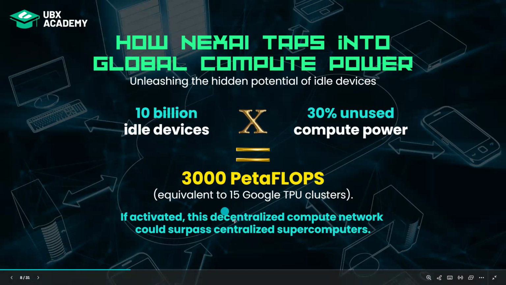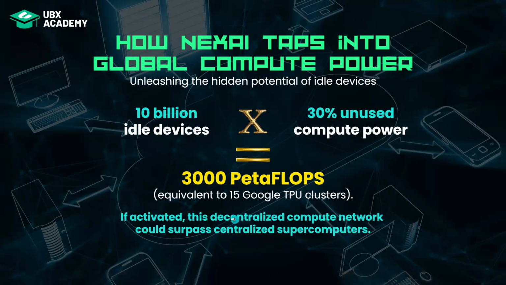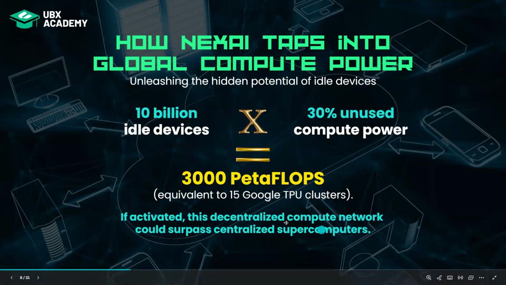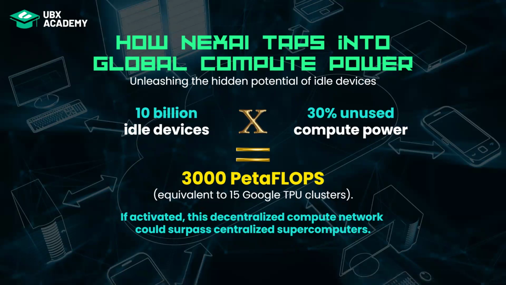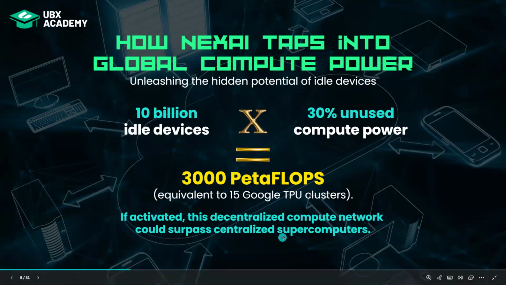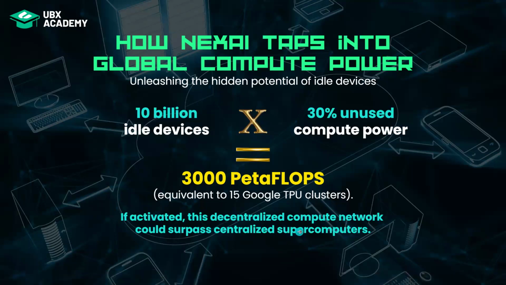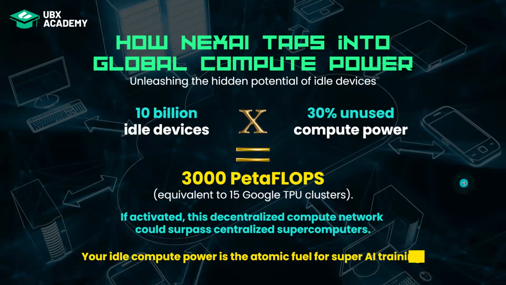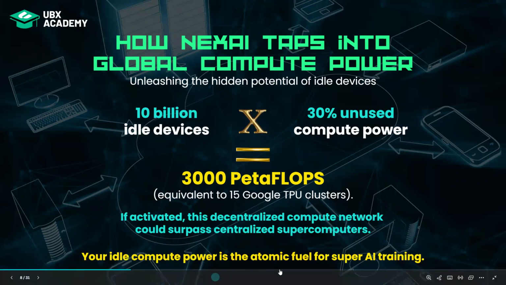These two words you have to remember. Decentralized is what we are having now, which is not controlled by the tech companies, and all the contributors are the users and the community. Centralized supercomputers are in companies like Google, Amazon, or Tesla. All these big tech companies are called centralized because it doesn't benefit the whole community, only the company. So your idle compute power is the atomic fuel for super AI training.